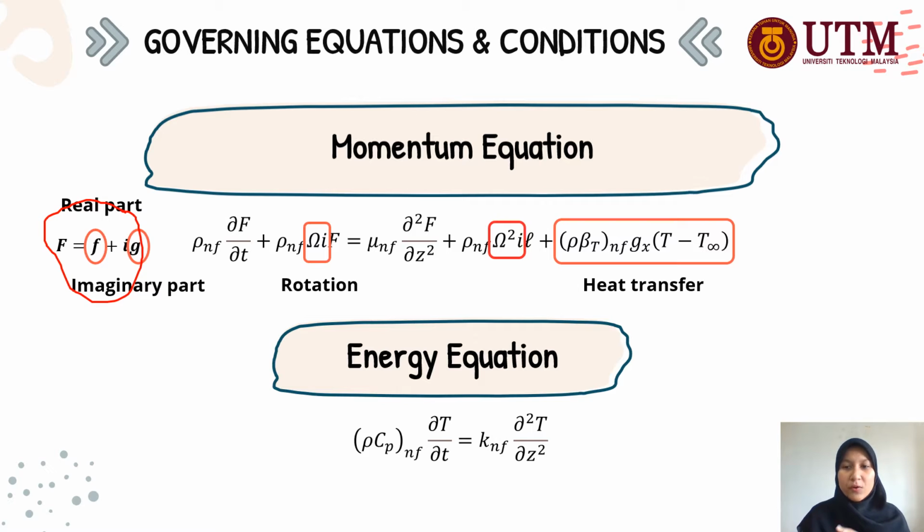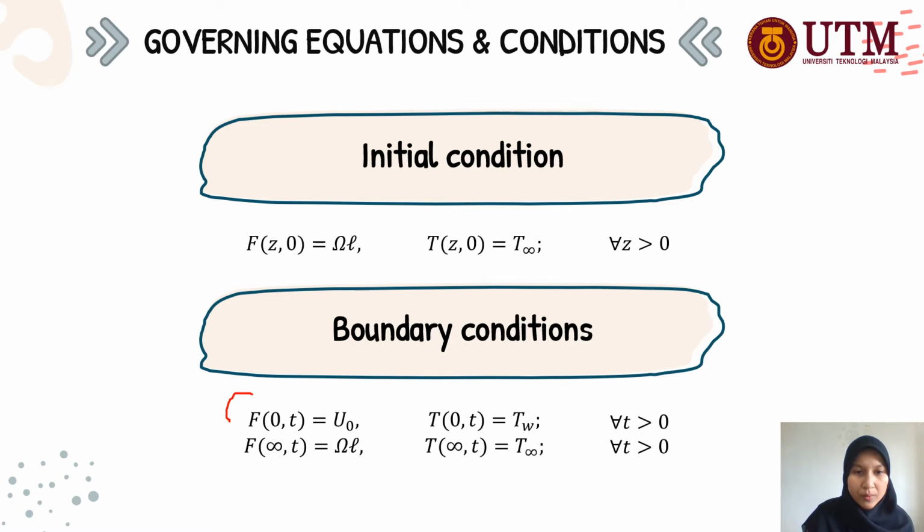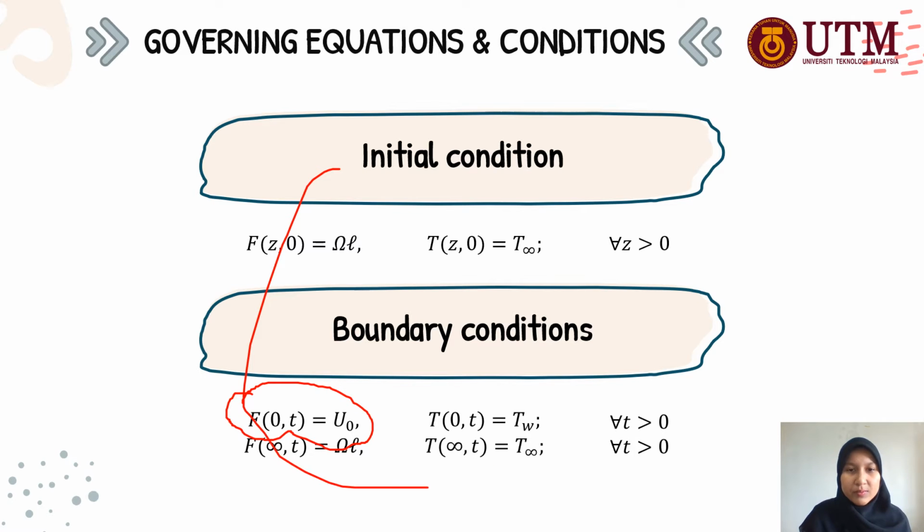Since we are considering the nanofluid model, the thermophysical properties will be used based on the particular nanofluid that we use. After that, this governing equation is completed with the initial condition and boundary condition like this. Since our problem is a moving disc, this type of boundary condition will be considered. For the other conditions, we refer to previous published studies.